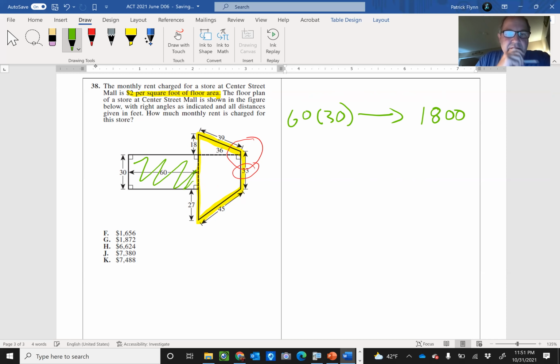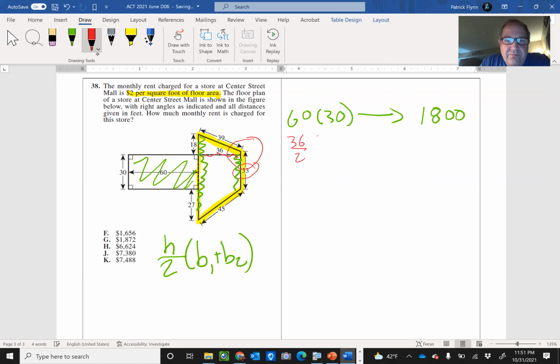Now, the trapezoid formula appears on every 3 or 4 ACT exams. It's height divided by 2 times base 1 plus base 2. Now, the bases are these parallel sides, and the height is how far apart they are. So it's going to be 36 over 2, because the height is 36, and the two bases. Well, this base is 33, and then this other base would be 18 plus 30 plus 27, and that gives us 75. And I worked that math out, we wind up with 1944.